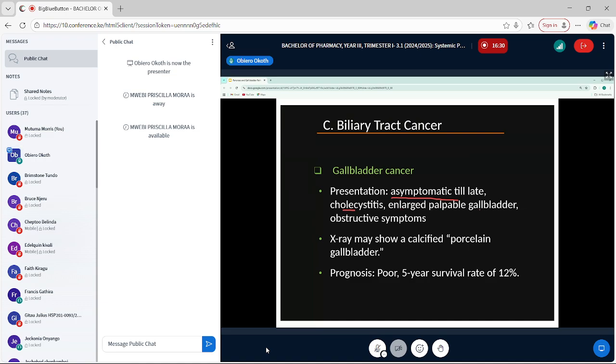So you can have an enlarged palpable gallbladder, and obstructive symptoms like obstructive jaundice. The X-ray might show a calcified, or what we call a porcelain, gallbladder. Prognosis is normally terrible, less than 12%, because most of the time they are discovered at an advanced stage, and also they are mistaken as innocuous.